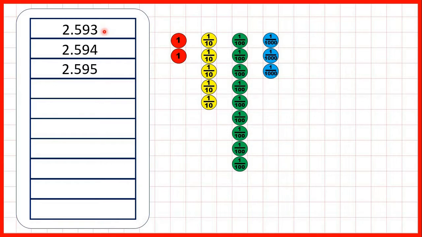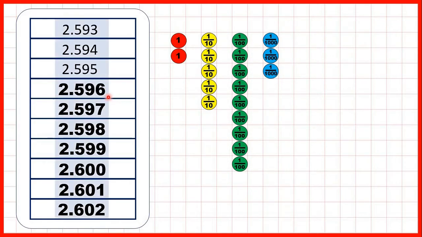Now we start with 2.593, so that's 2 wholes, 5 tenths, 9 hundredths, and 3 thousandths. What will the next numbers in this sequence be? Well, we can show them, and again there's one value that we need to change, because we don't need to write zeros on the end of decimals. So if we're counting in thousandths, we go from 2.599 to 2.6, then to 2.601. And again, we can use place value counters to explain that.